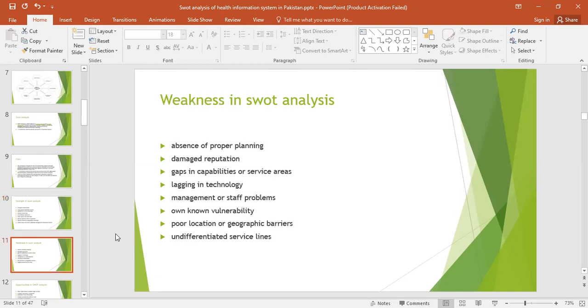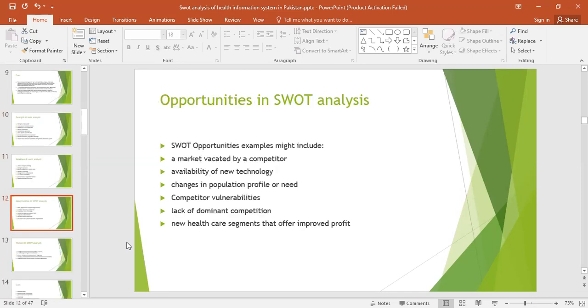Now comes the weaknesses: absence of proper planning, damaged reputation, gaps in capabilities or service area, lagging in technology, management or staff problems, known vulnerability, poor location or geographic barriers, and undifferentiated service lines. Now, what are the opportunities that we deal with in SWOT analysis? It might be a market vacated by a competitor, availability of new technology, changes in population profile or need, competitor vulnerabilities, lack of dominant competition, and new healthcare segments that offer improved profit.